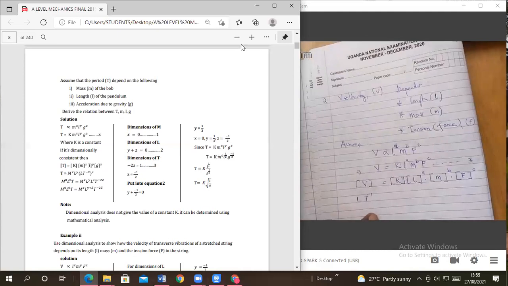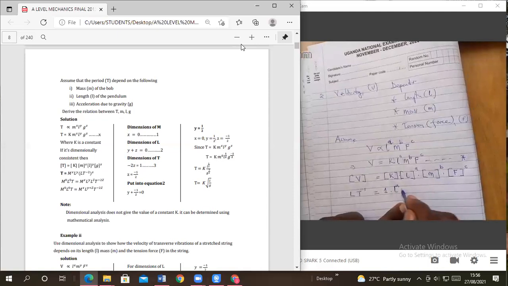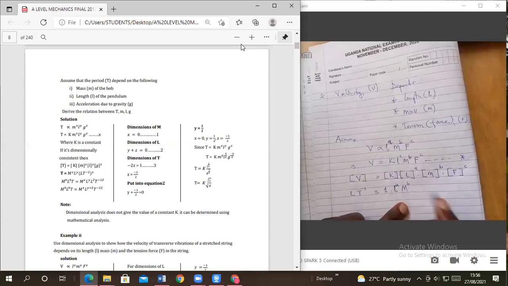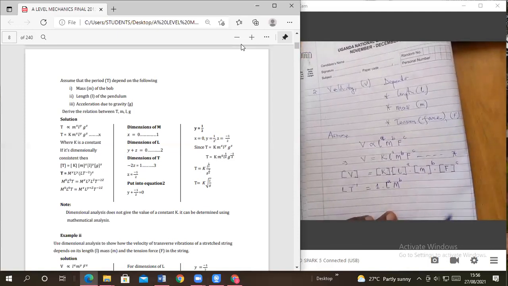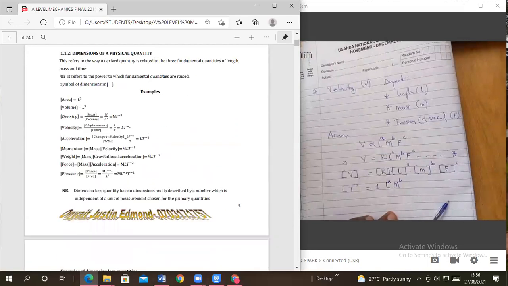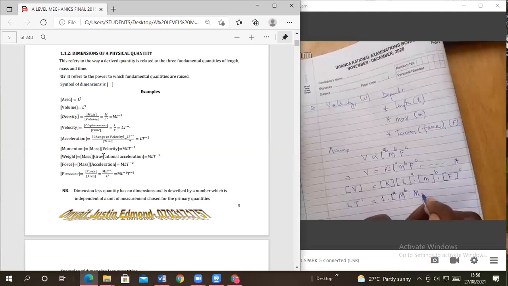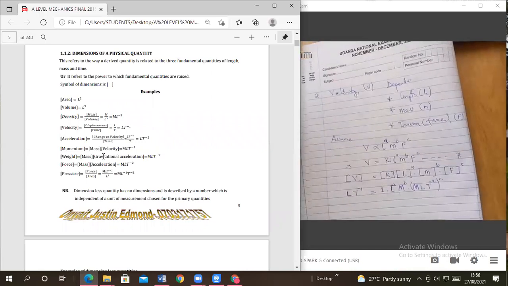Let's contribute, please. Equals to, what's the dimension of a constant? It is 1. Now this is length. What is the dimension of length? Capital letter L to the power A. What's the dimension of mass? Capital letter M to the power B. What about force? Who can give us the dimension of force? Let's just check from here. Force is M L T to the power -2, but it's to the power C.